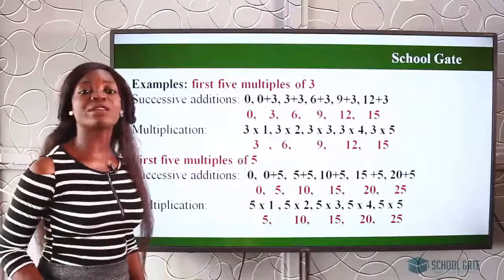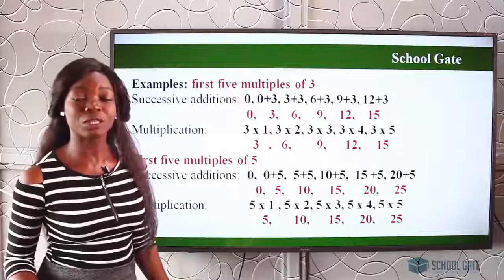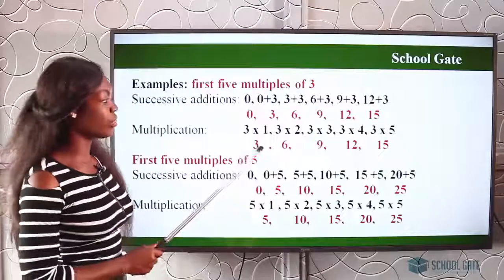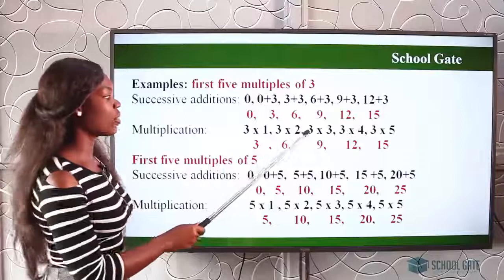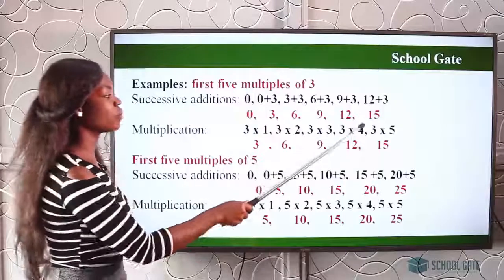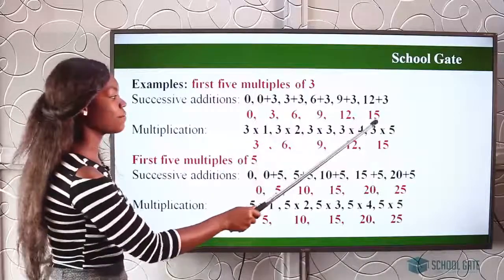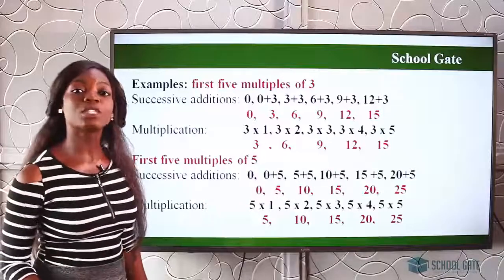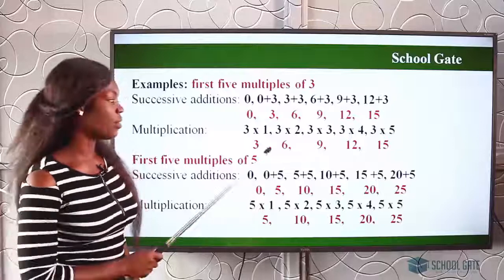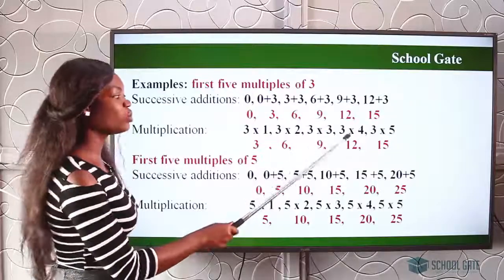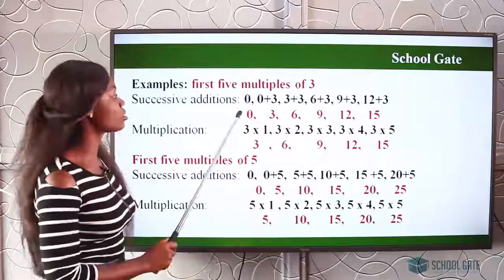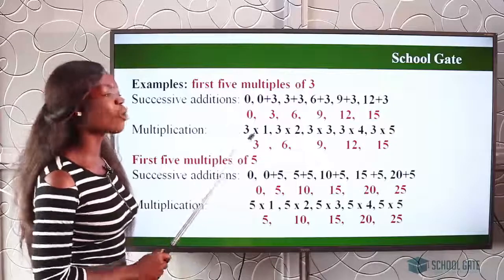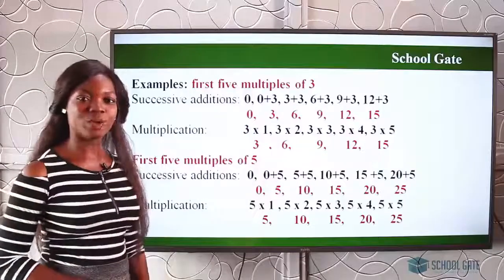Now we can also make use of multiplication. Make use of your multiplication table. 3 times 1, 3. 3 times 2, 6. 3 times 3, 9. 3 times 4, 12. 3 times 5, 15. So if they say the first 5 multiples of 3, you start counting 3, 6, 9, 12, 15. As you can see, we made use of the two methods and we still got the same answer. Do you understand, kids?